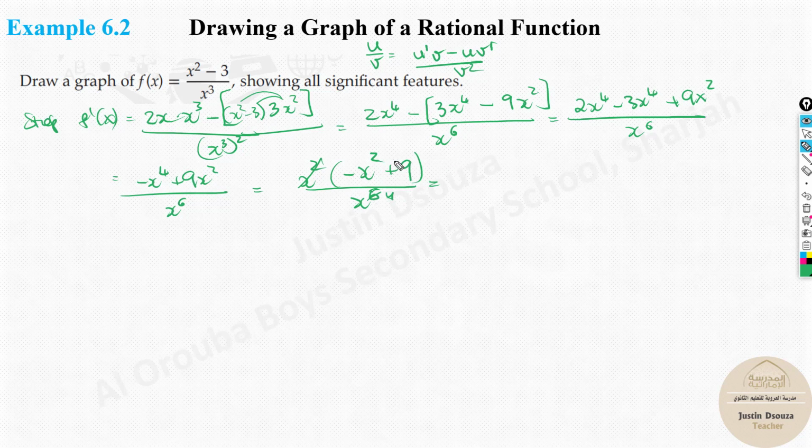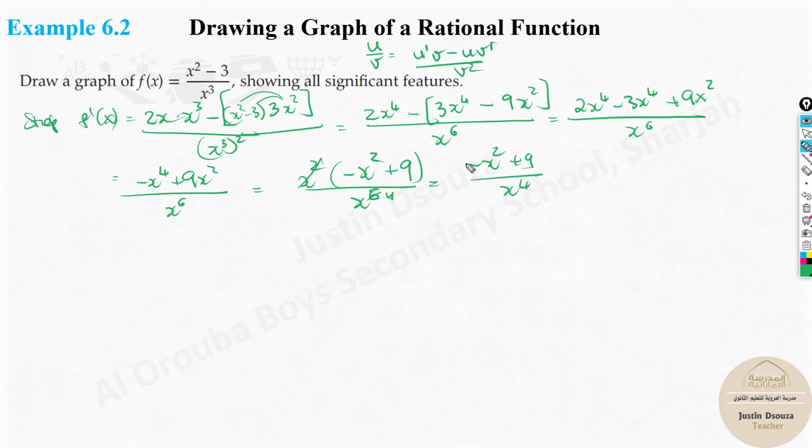Now here it is a quadratic, here it is power 4. So let's simplify and write, it's minus x squared plus 9 divided by x to the power 4. How do we find the critical numbers? How do we equate this to 0? We have to equate this to 0 to find critical numbers, right? So this is power 2, my bad, I wrote 9.